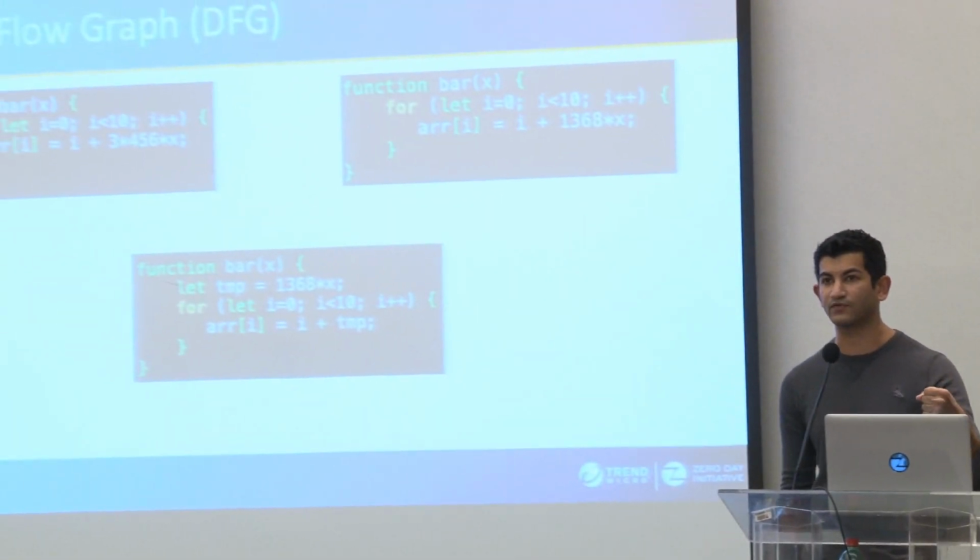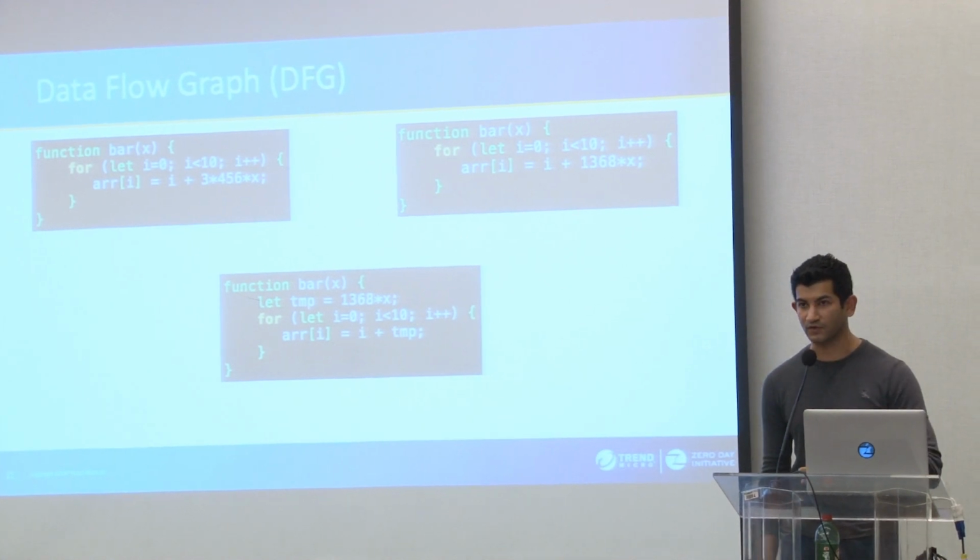So here's just a very basic snippet of JavaScript. We have a function bar, it takes a parameter x, and then we have a for loop that's going to iterate 10 times and basically initialize an array with i plus 3 times 456 times x. When the JIT sees this, it'll see the 3 times 456 times x and then immediately convert that over to 1368 times x, and then it will see that 1368 times x doesn't depend on anything inside the loop, so we can hoist it outside the loop and continue executing.